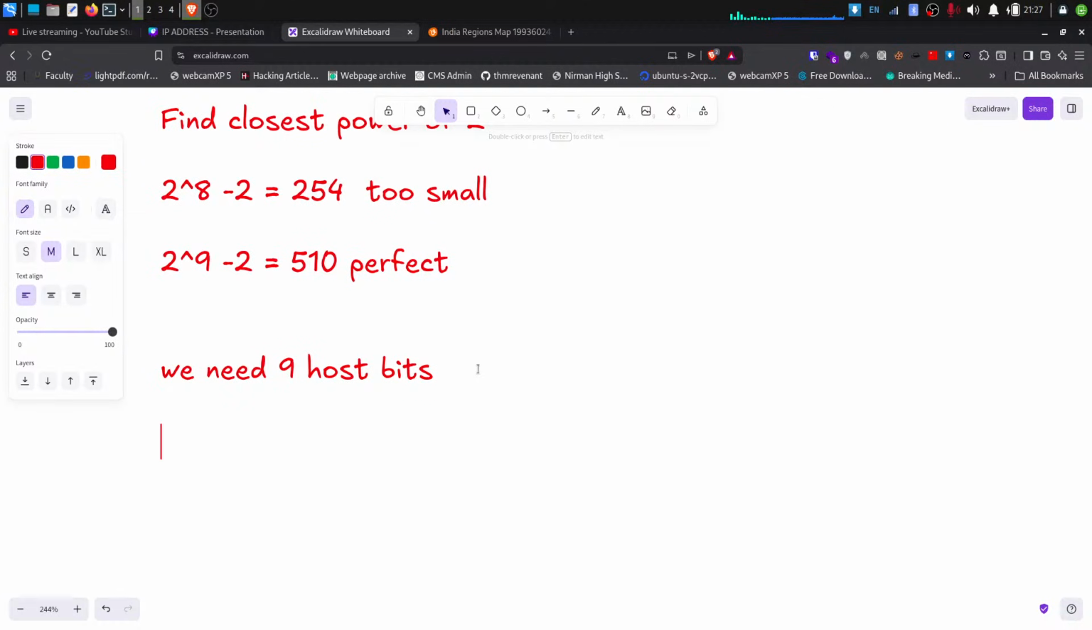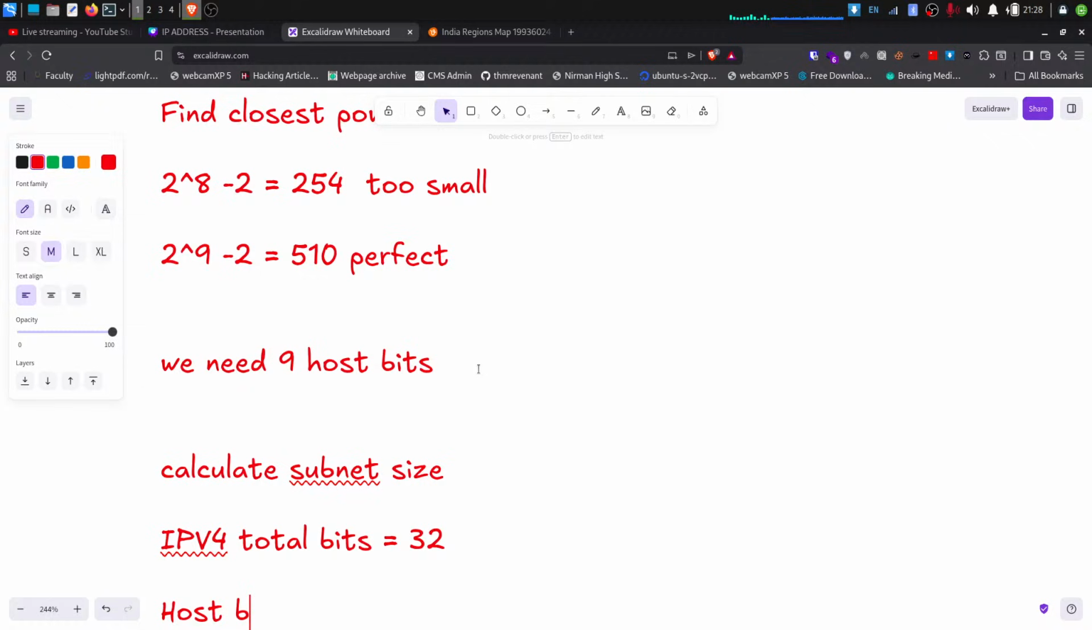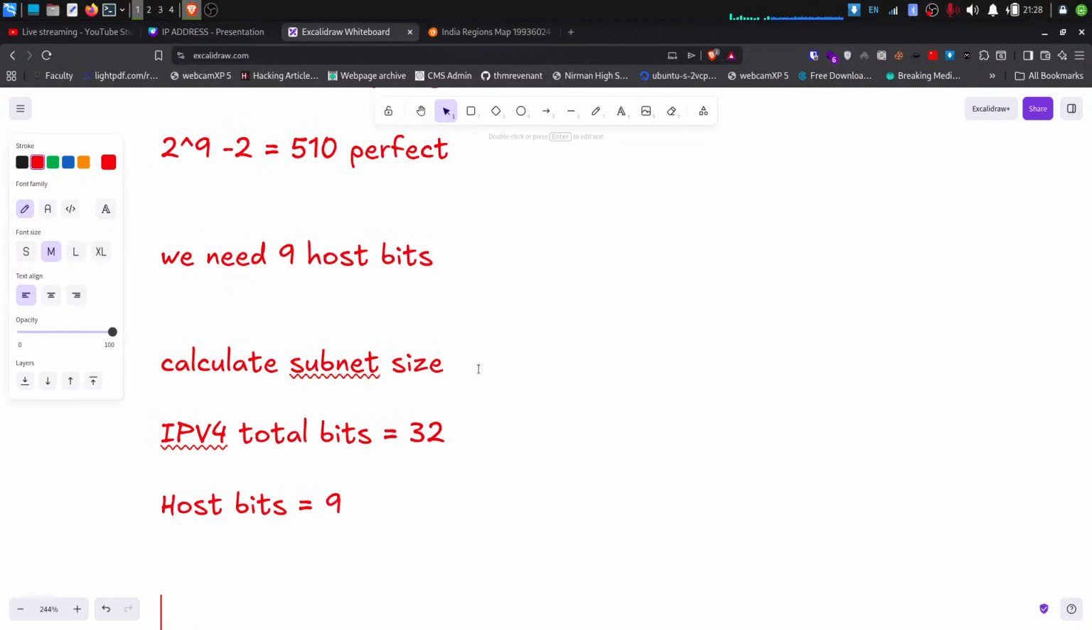Okay. Now we just need 9 host bits. So the real world example here would be, I'll just calculate the subnet size here. Okay, step 3 would be to calculate subnet size. Now, how can we calculate a subnet size? So we are actually using IP version 4. So total bits we have is 32, and host bits, the one we need, are 9, right?